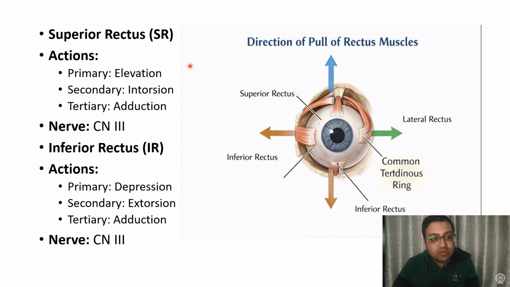The primary action of superior rectus is elevation, secondary is intorsion, and tertiary is adduction. It is supplied by the third cranial nerve. Inferior rectus primary action is depression, secondary is extorsion, and tertiary is adduction. This is also supplied by the third cranial nerve.